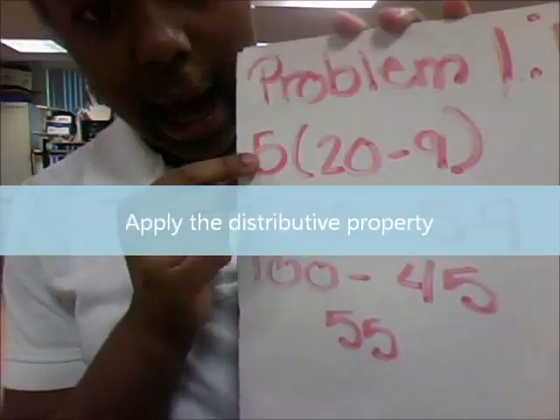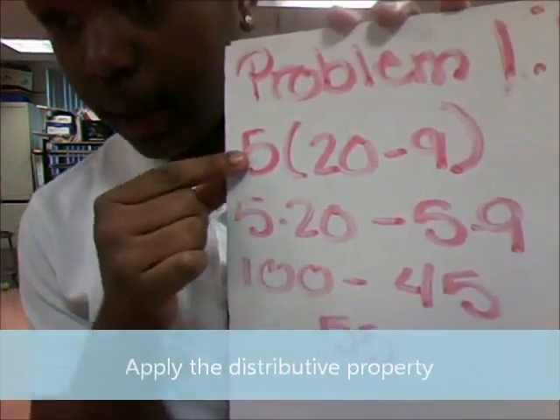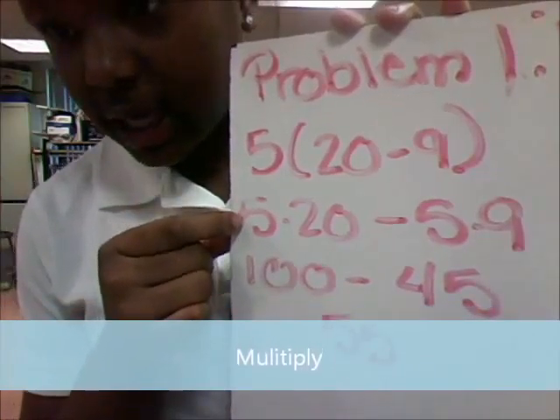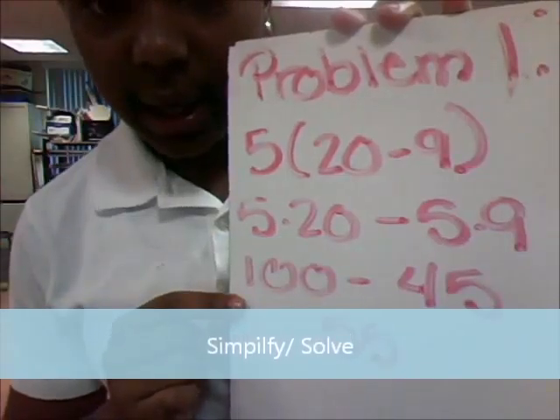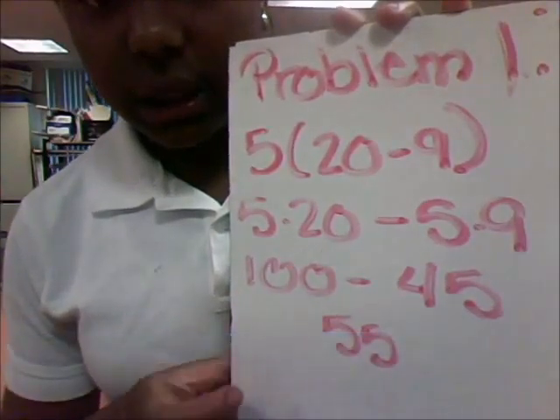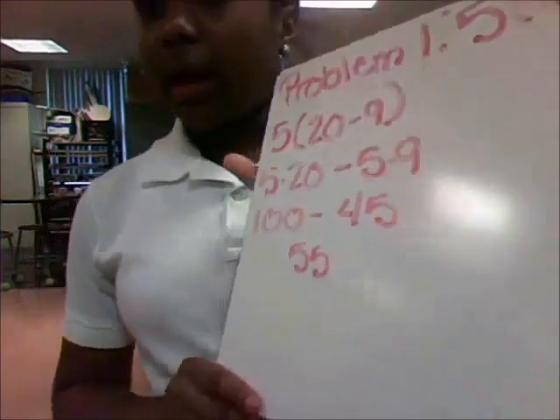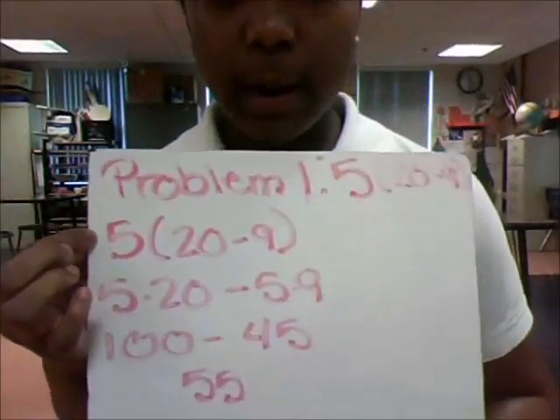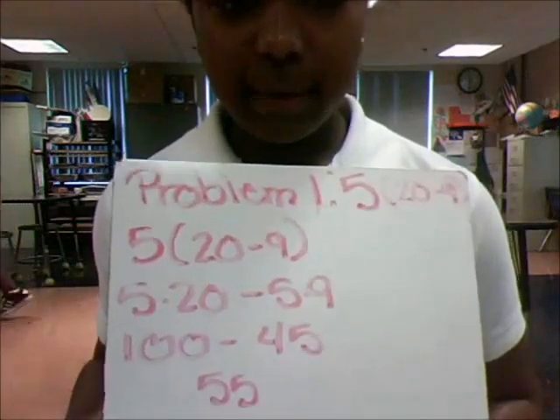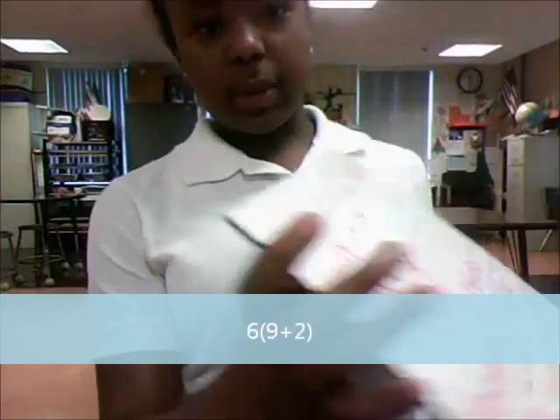And you find that by simply breaking it down. So here, I apply the distributive property. Here, I use multiplication, and here I simplify it. And then I got the answer to solve the problem. Now, those are your three steps: apply the distributive property, multiply, and simplify. Now, on to the next problem.